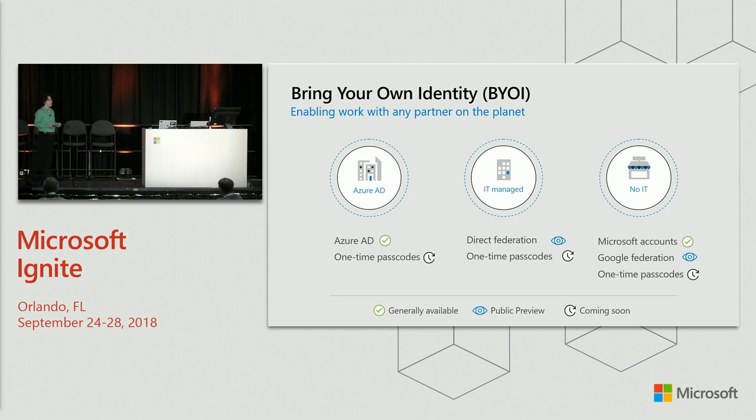And then finally, you probably have some partners who don't have an IT shop. Maybe they're self-employed or they just work for themselves in a small shop where they're just using social identities. And in that case, we have a few different options. We can federate with Microsoft accounts directly. We can federate with Gmail accounts directly. And again, we can use one-time passcodes for anything we can't federate directly.